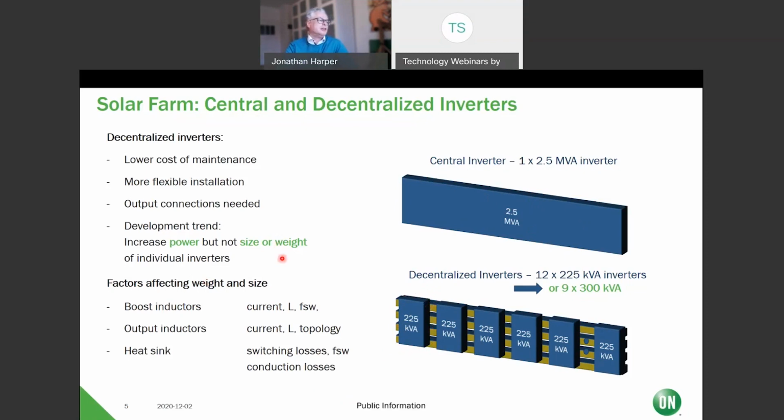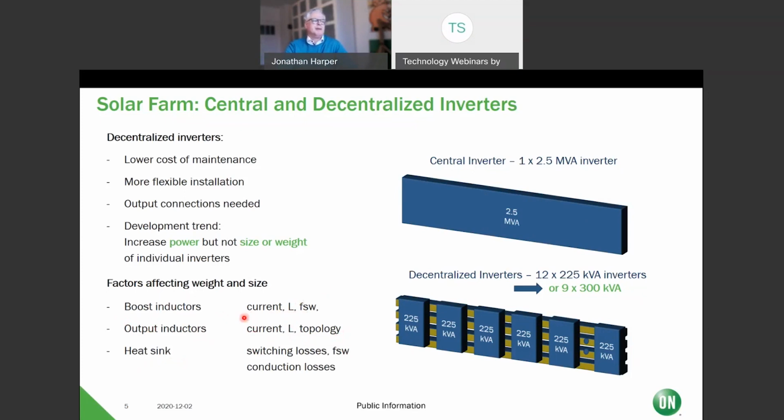So let's have a look, as an engineer, at what affects the weight and the size. I would say you've got 3 things which are heavy: the boost inductors, the output inductors, and the heat sink. What determines the size of a boost inductor is the current going through the boost inductor, the inductance value itself, and the switching frequency. The output inductance is exactly the same. You can influence it a little bit by topology as well. By using a 3-level topology, you can reduce the size of the input inductors.